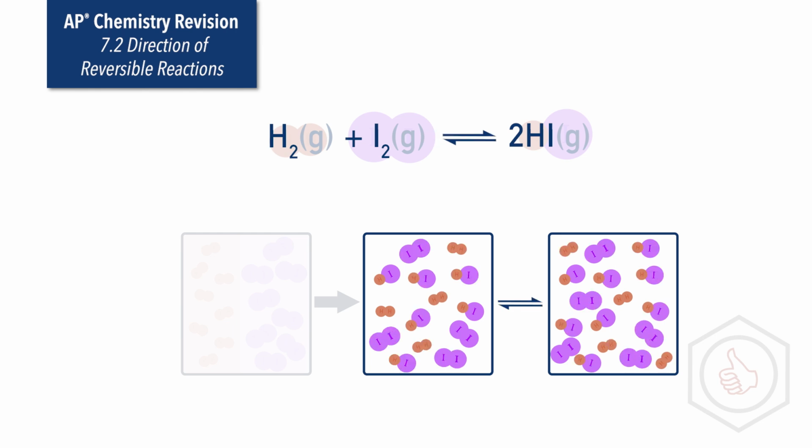The concentrations of all species remain constant, not because the reaction has stopped occurring, but because the forward and reverse processes are happening at the same rate.